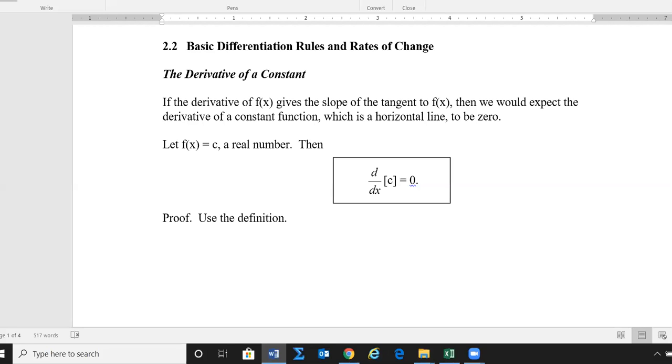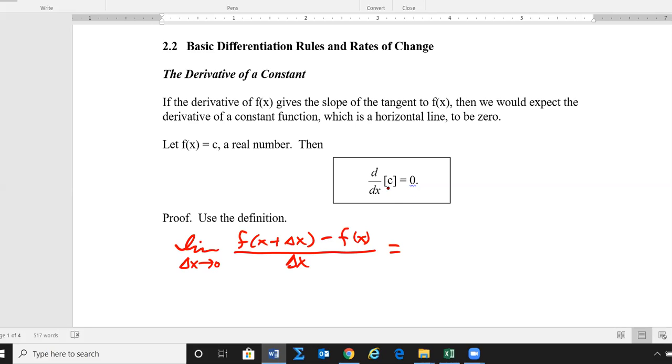Find the derivative of the constant function here. We'll use the definition. Limit, we'll use this one, as delta x goes to 0, of f of x plus delta x minus f of x, over delta x.